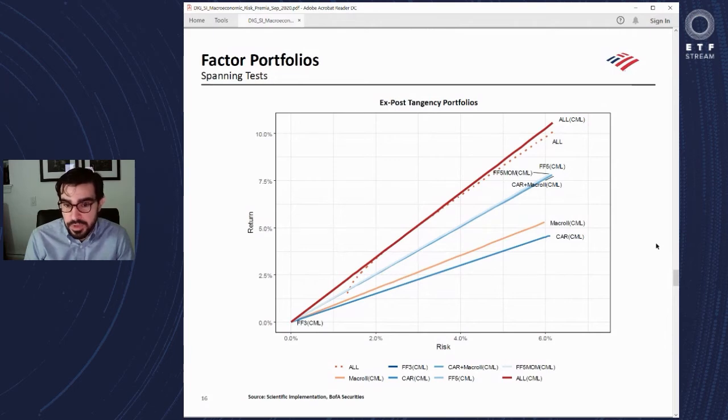A visual representation of that can be seen on this slide. What we observe here again is that the efficient frontier is shifting to the left. This means that one can construct optimal portfolios across those individual portfolios that have higher Sharpe ratios than any individual portfolio or any other combination that does not include macro factors.